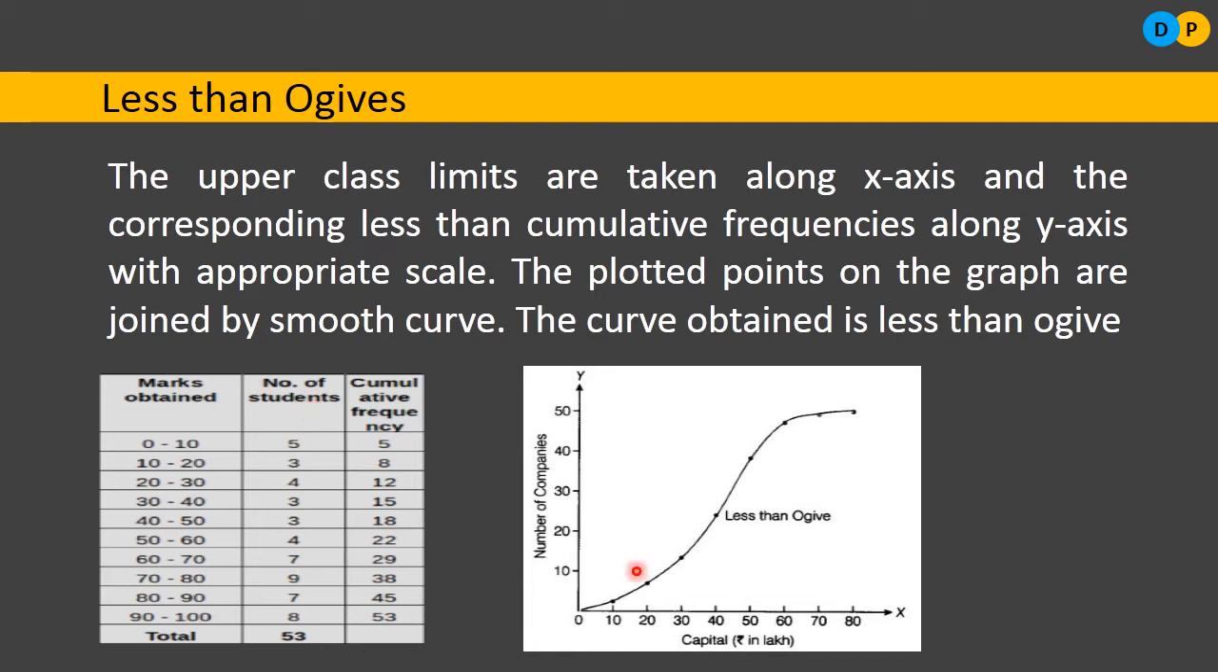So very simple. What is a less than ogive? The upper class limits are taken along the x-axis and the corresponding less than cumulative frequencies along the y-axis with appropriate scale. Later, the plotted points are joined by a smooth curve. The curve which we obtained by joining these plotted points is referred to as the less than ogive. That's all.